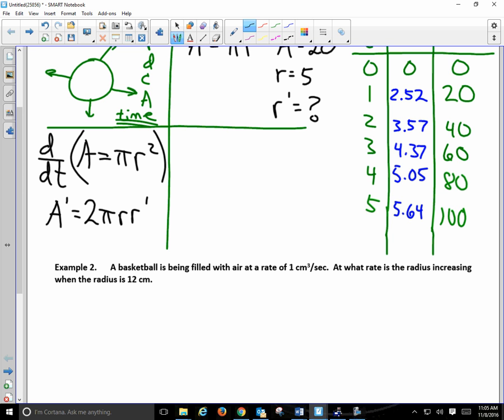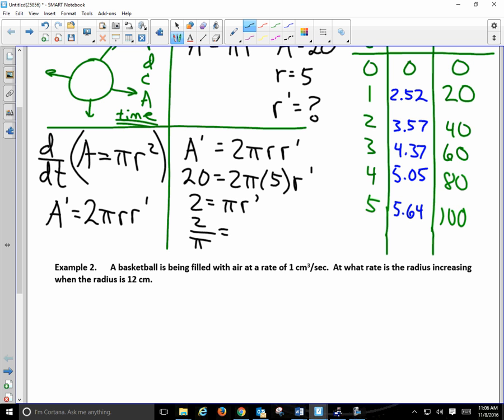Every time you take the derivative of a variable that doesn't have a t, you have to attach a rate of change to it. So I have this formula: A prime is equal to 2 pi r r prime. And maybe now at this point we can plug in some values and solve. I know that A prime is equal to 20, which is equal to 2 pi times the radius, 5, times r prime. So we divide both sides by 10, we would get 2 is equal to pi r prime, or 2 over pi is equal to r prime.